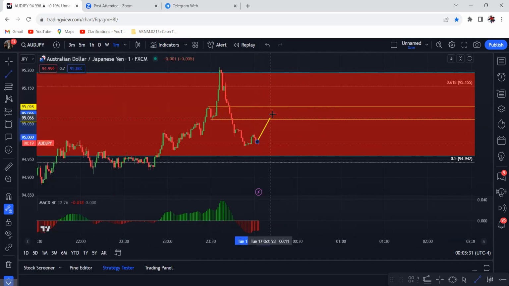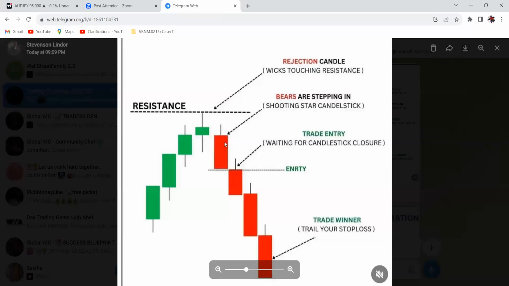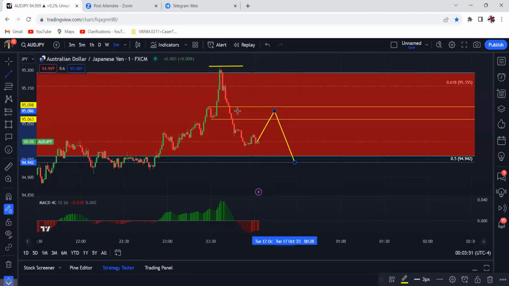I want to see a pullback. Look at all these inbound candles. My stop loss would be right here. Pullback, wait for some bearish activity, close there, and then boom. Entry, stop loss above.